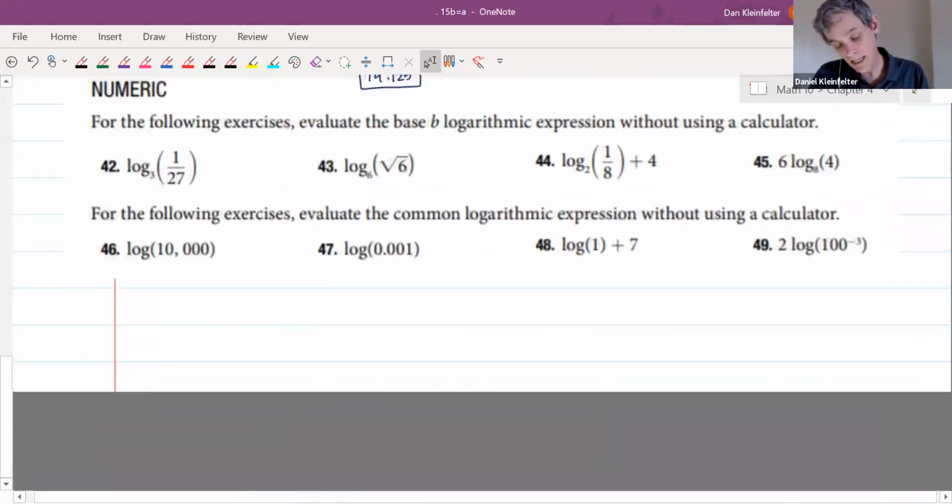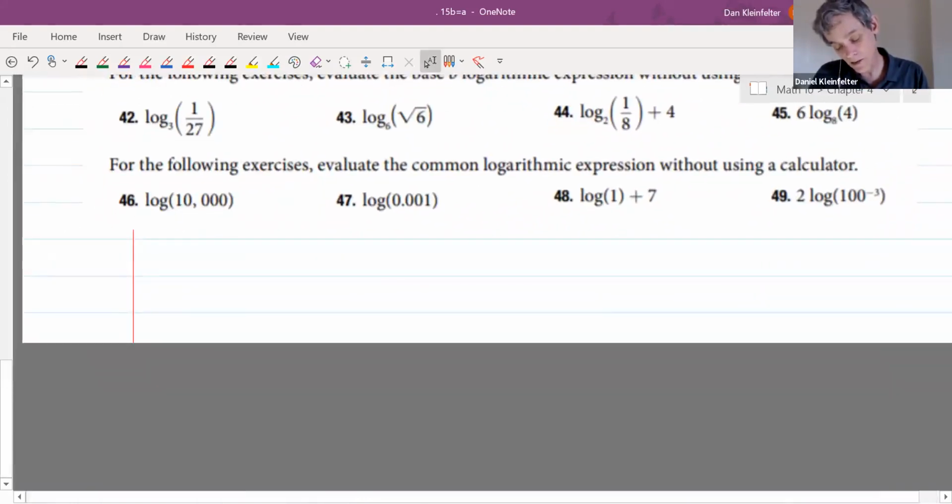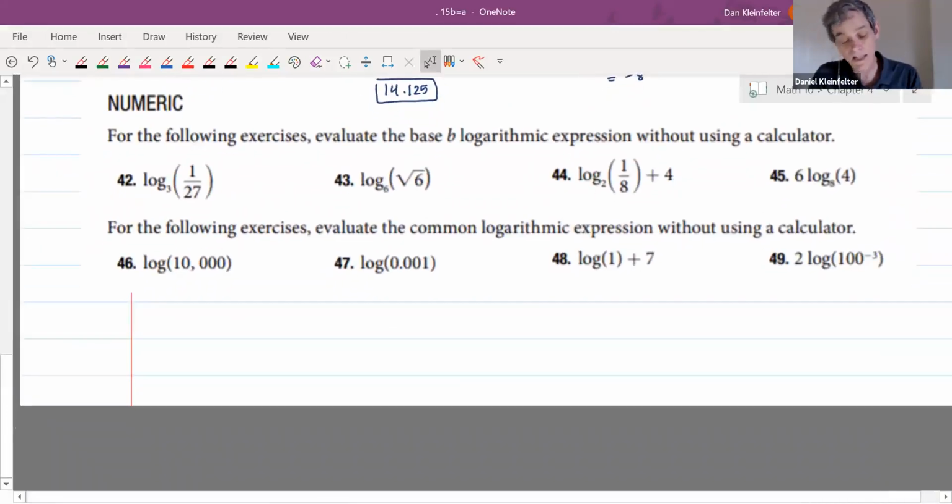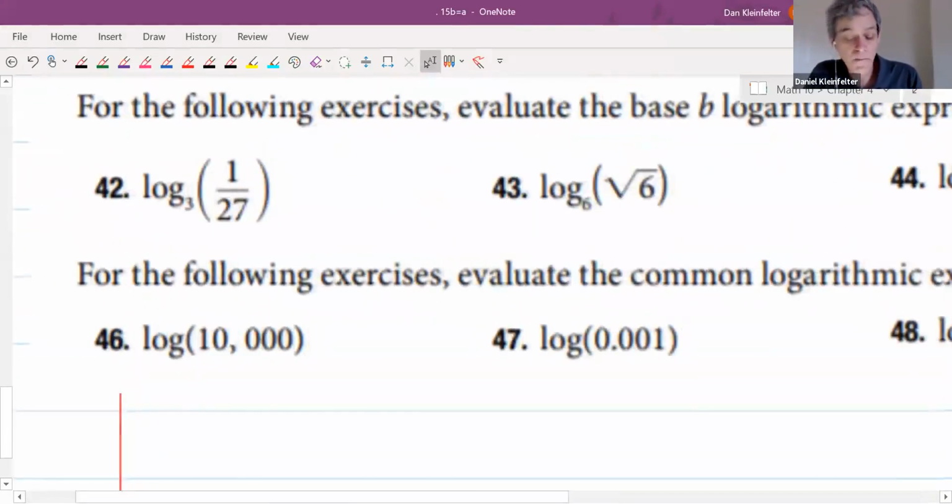Okay, and then here we're just using a calculator. No, you can do that. Oh, without using a calculator. Okay, that's even more fun. All right, so here base 3 logarithm of 1/27. Here this is going to be base 3 log of 3 raised to the negative 3. And so that is negative 3.